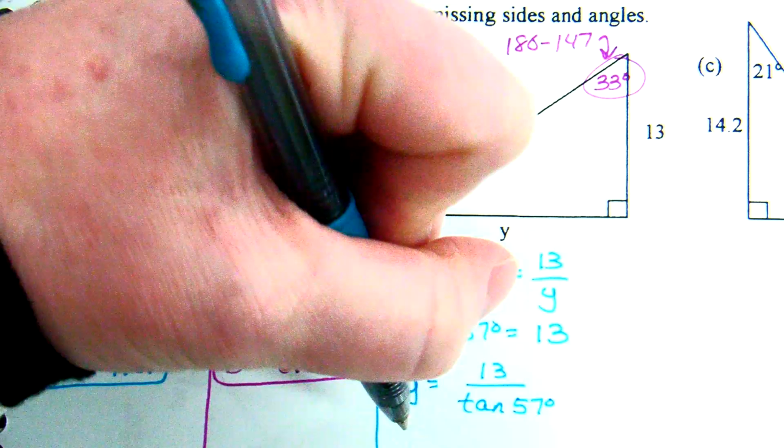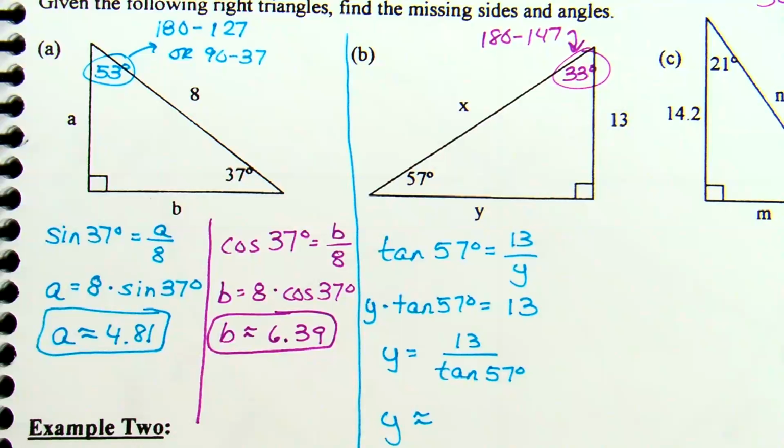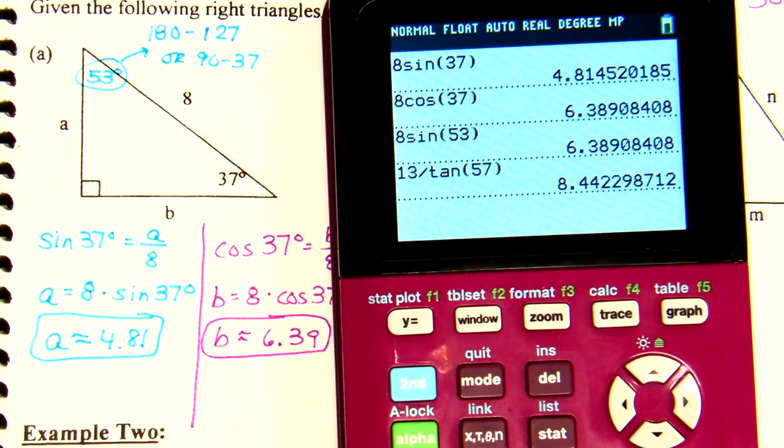Again, practice putting it in the calculator to make sure you know what buttons to hit, right? I'm not saying it's a difficult thing, but oops, can't see mine there. Did you get an answer matching mine? 8.44. So y is approximately 8.44.